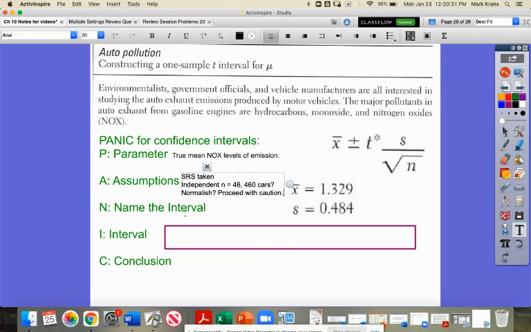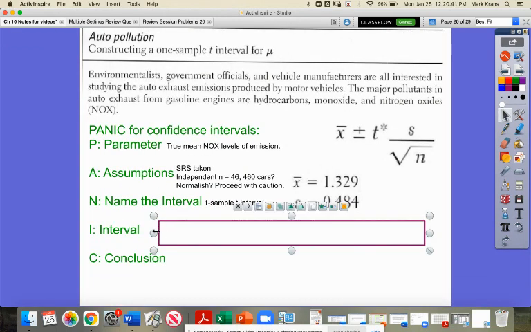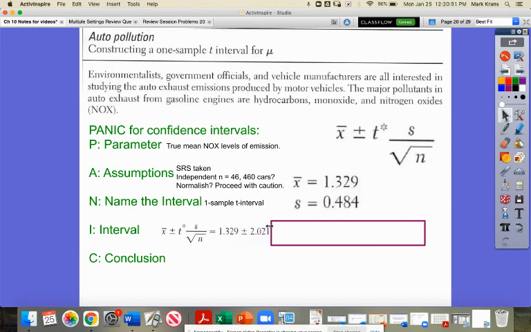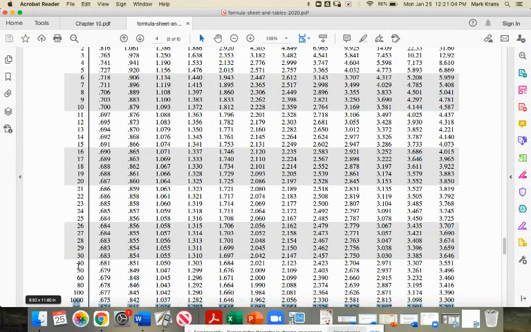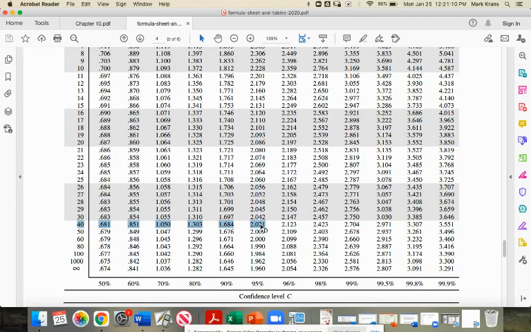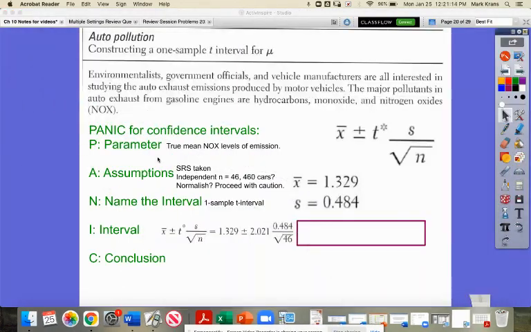So name the interval. We're doing a one sample t interval, and my interval is x bar plus t star times the sample standard deviation divided by the square root of n. So we have 1.329 plus or minus 2.021. Well, where'd that come from? My sample size was 46, so we're going to use 45 degrees of freedom, okay? Oh, wait, there is no 45. Well, we just pick the one thing smaller than it. And you can see here in that 95% column, it's 2.021. And so that's where I got that t star from, okay? Times s divided by the square root of n.